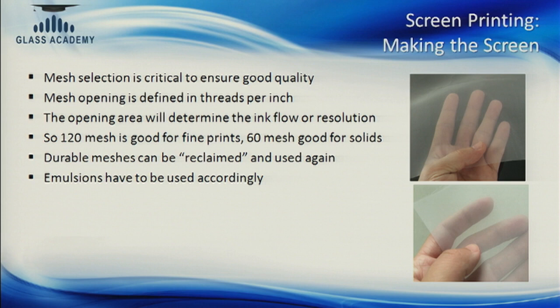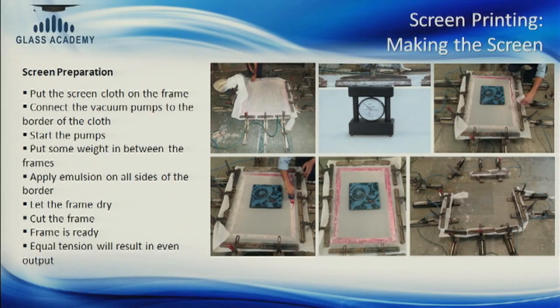You have to have various mesh sizes available, different widths available in order to get the right results. So the first process is the mesh selection. Then you essentially prepare the frame. So you put this mesh that you have selected on an aluminum frame. We've used a wide aluminum frame because we want to hold it together well.